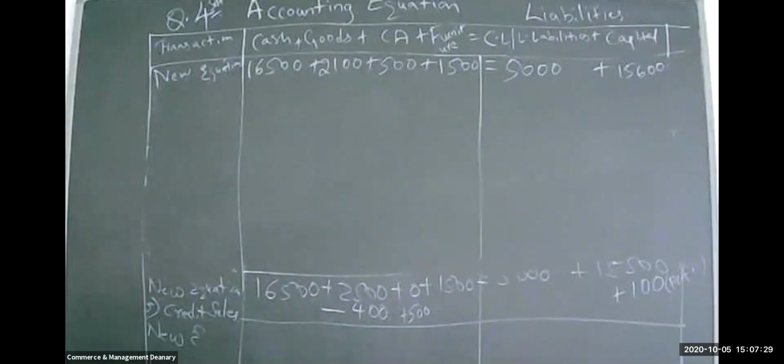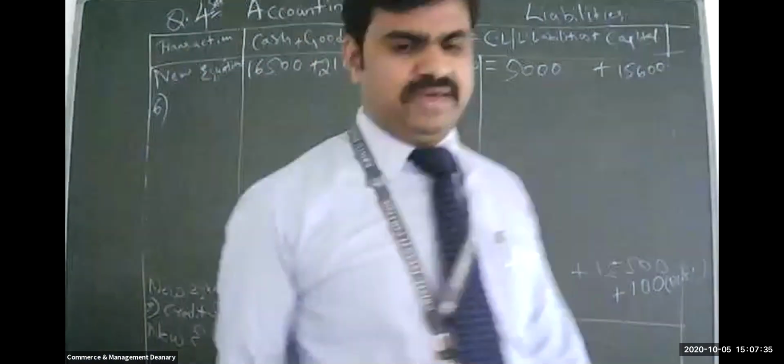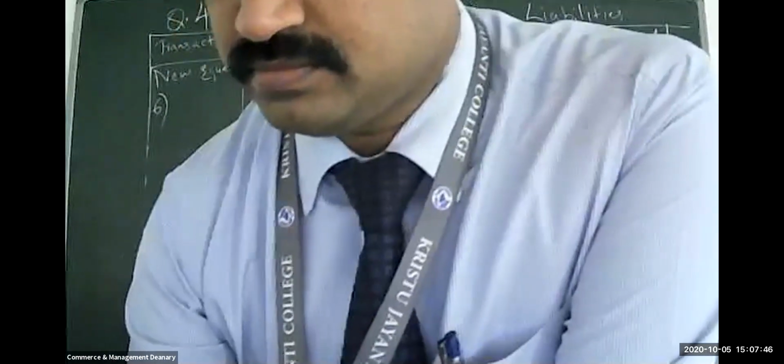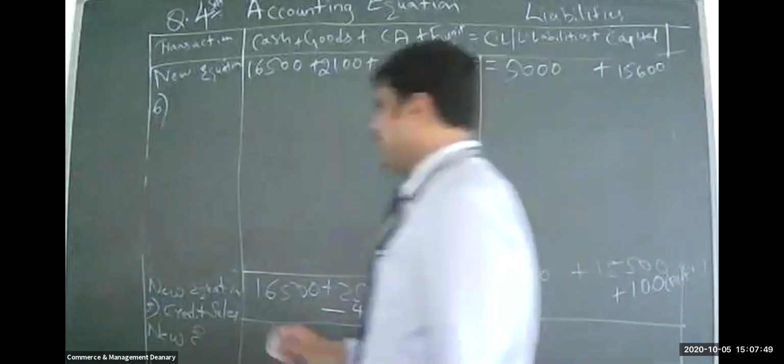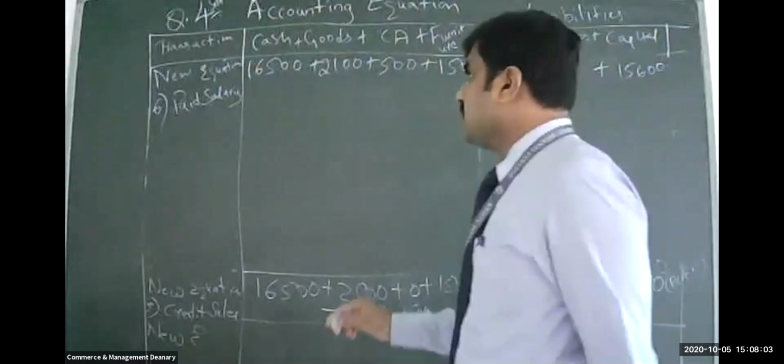Now write the last one. Sorry, the sixth one. What is the sixth one? Paid salary, rupees 250. How will you write this? Minus 250 in cash. Normally we pay salary through cash. So how much cash is going out? Minus 250, sir, minus 250 cash.